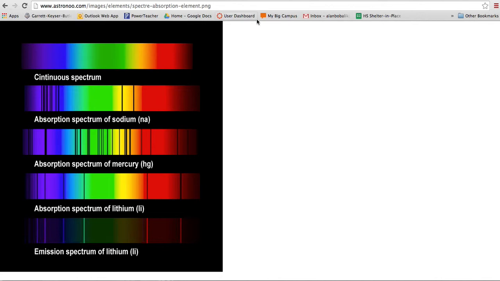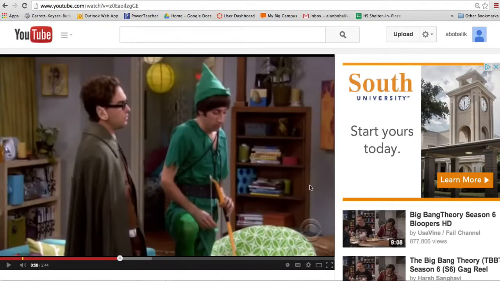To help explain the Doppler effect, I'm going to enlist my good friend Sheldon Cooper from The Big Bang Theory. Here he goes explaining the Doppler effect.